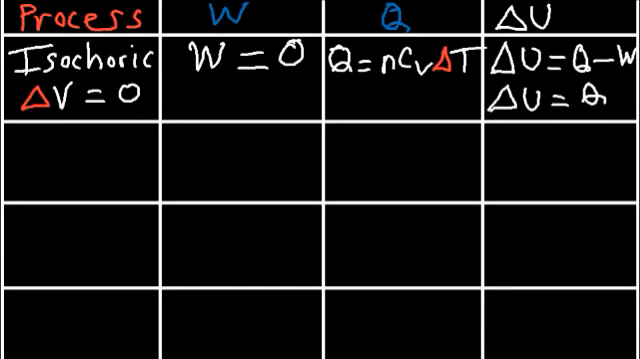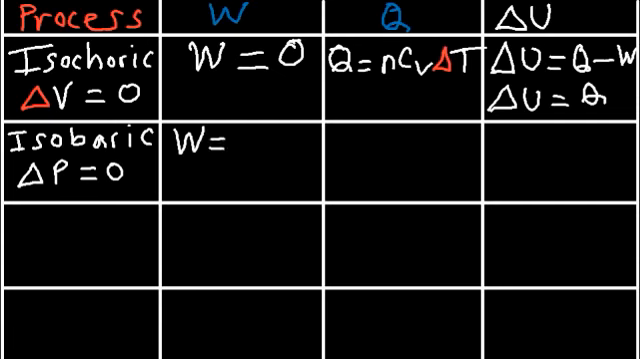Now, the next thing that we need to talk about is the isobaric process. In an isobaric process, the change in pressure is equal to 0. The pressure is constant. Under constant pressure conditions, you can calculate the work using this equation. It's equal to the pressure times the change in volume. By the way, you can also calculate the work using this equation: nR times delta T. We'll talk more about that throughout this video.